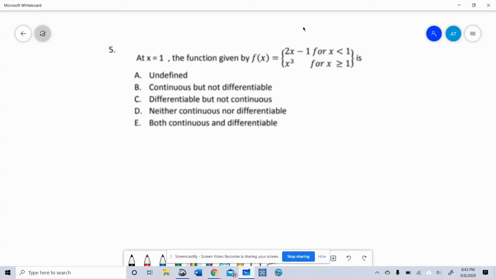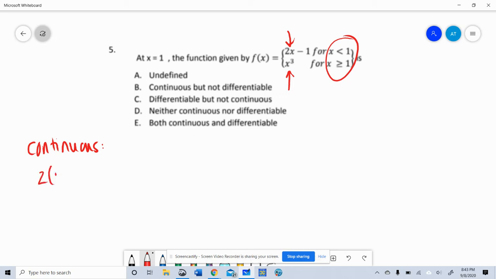Here in number 5, we're going to have to check and see if this piecewise function is continuous and differentiable. So let's start by checking for continuity. We check to see if a function is continuous by seeing if at 1, those two pieces have the same output. So if I input 1 into the left-hand side, and if I input 1 into the right-hand side, will those two pieces meet up?